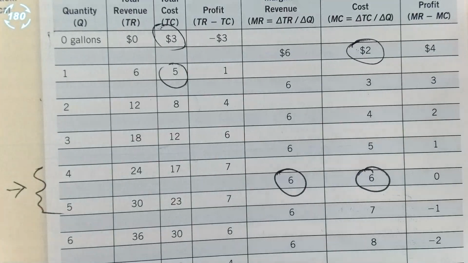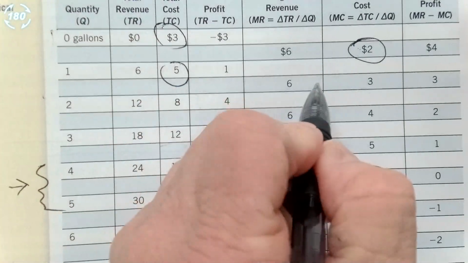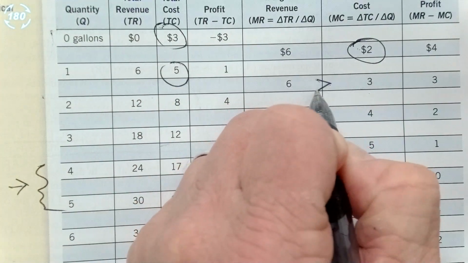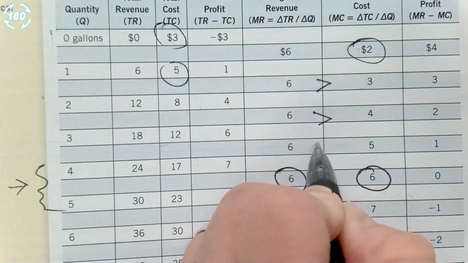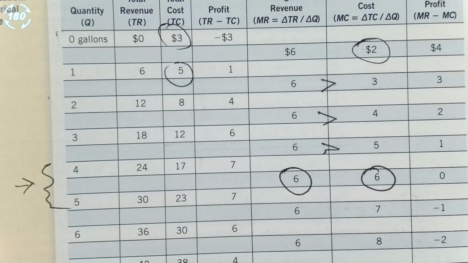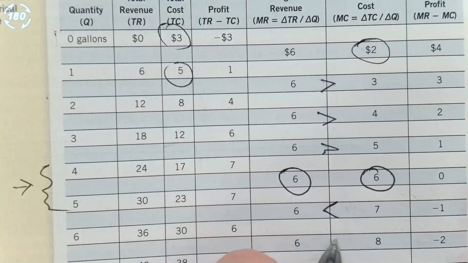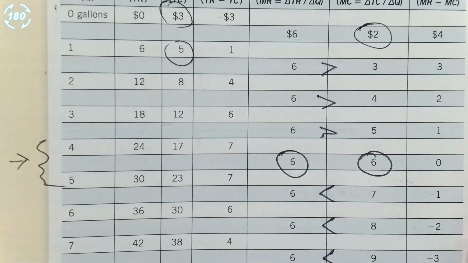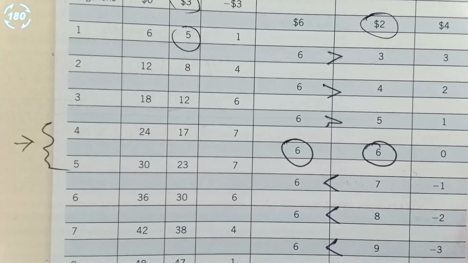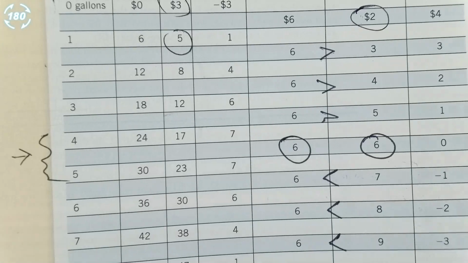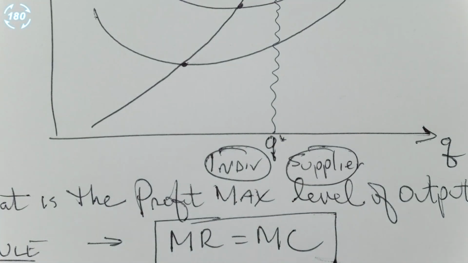For levels of output less than Q star, I'm just going to write in my book, I'm going to put an inequality sign like this. See that? Marginal revenue is greater than marginal cost. Okay? For levels of output greater than Q star, I'm reflecting, and it goes the other way, right? Marginal cost is greater than marginal revenue. Now we see that in our diagram right here.